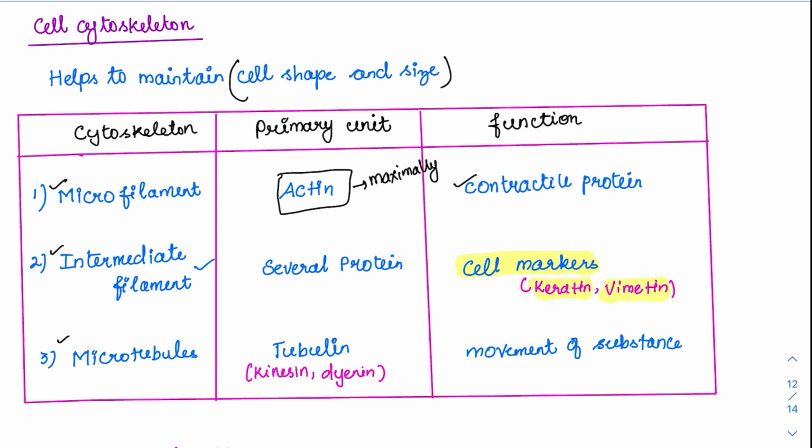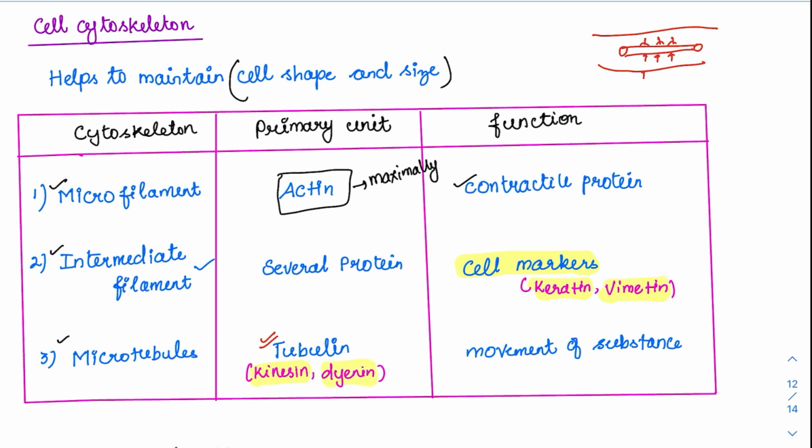Then finally comes the microtubules. The microtubules are like the roadway inside the cell. If there is a cell, there is a microtubule. All the molecular motors will walk and travel over these microtubules only. It is like a road inside the cell. Its primary unit is tubulin, and the molecular motors primarily involved are kinesin and dynein.